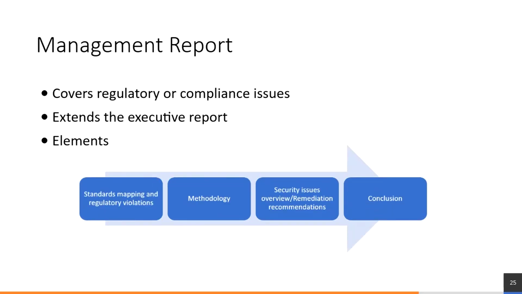Management reporting covers regulatory or compliance issues discovered in the test. It is oftentimes an extension of the executive report. It includes other elements in addition to what you would find in the executive report, such as standards mapping, regulatory violations, methodologies, security issues overview, remediation recommendations, and conclusion. Know that these first 2 reporting types can include elements of each other. It just depends on what deliverable is required by your client. This varies by client and by test type.